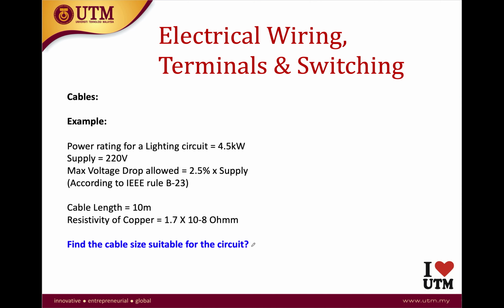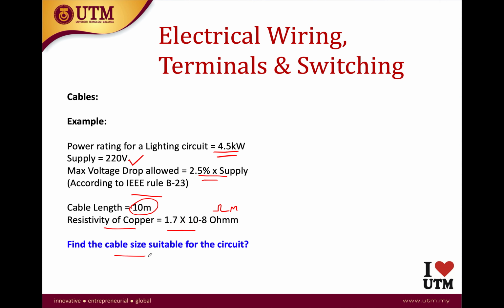As an example, we have a power rating for a lighting circuit in a car. Let's say the power rating is 4.5 kilowatt and we have a supply of 220 volts. Based on, for example, the IEEE rule, the voltage drop across the cable is only allowed to be 2.5% of the supply. We need 10 meters of length, and the resistivity of copper is given as 1.7 times 10 to the minus 8 ohm meter. Find the size of the cable.